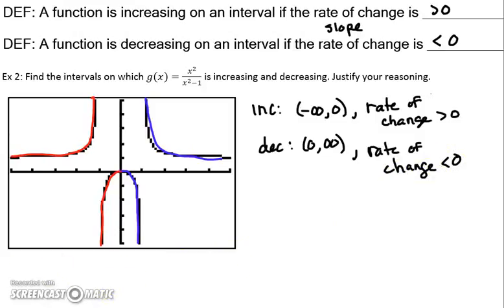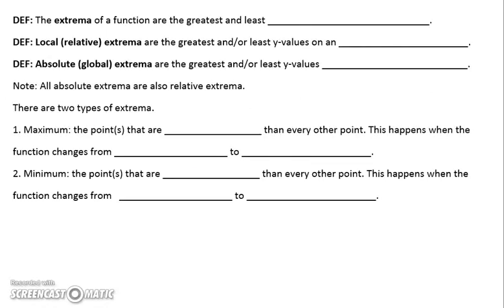Alright, last thing we need to talk about are extrema. The extrema of the function are the greatest and least y values. Or you could say dependent variable, output, any of those things, but it's the greatest and least y values. Now there are different types: local extrema and absolute extrema. This could also be called relative or global depending on the book that you're looking at.